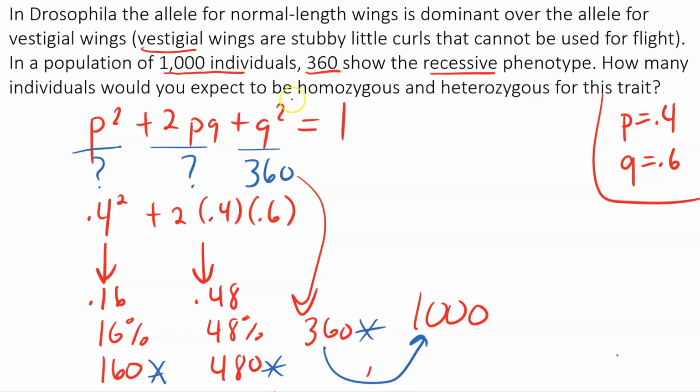So I hope that helps. Remember, the key is to figure out what q squared is in the population and work it out from there.